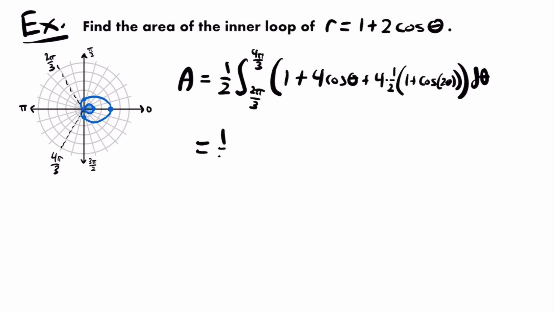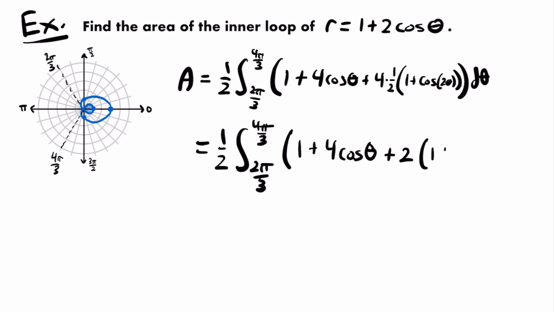So the area is equal to 1/2 times the integral from 2 pi divided by 3 to 4 pi divided by 3 of 1 plus 4 times cosine theta plus 2 times 1 plus cosine of 2 theta. And that's still multiplied by d theta. All right, but now we can distribute this 2 through this quantity. We'll have 2 times 1 and 2 times cosine of 2 theta. I'm just going to do that right within this step. All right, so 2 times 1 is 2, and 2 times cosine of 2 theta is 2 times cosine of 2 theta. So what we'll have is 2 plus 2 times cosine of 2 theta.